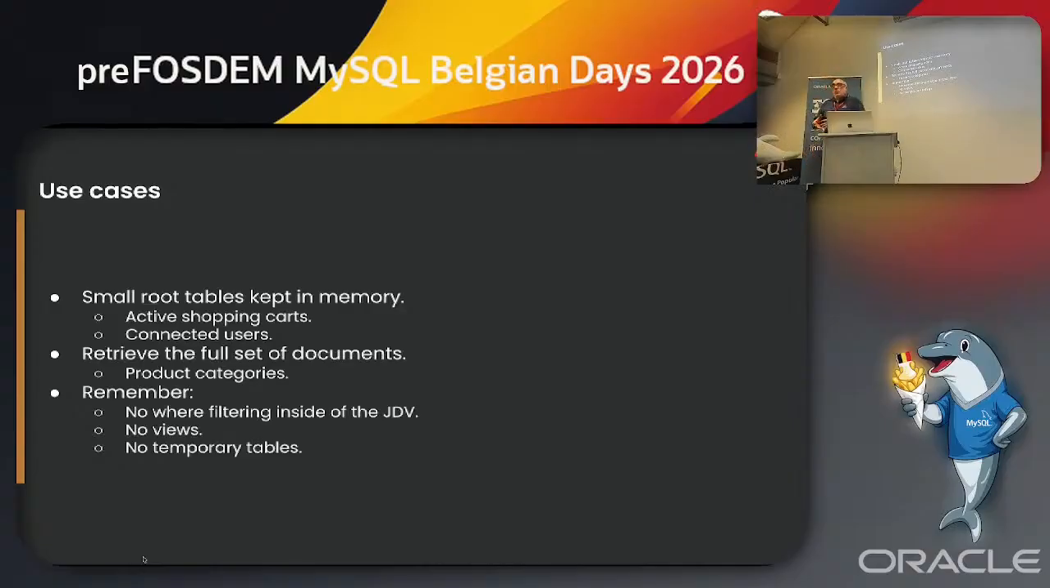Or when you know that you are going to scan all the documents. So if you are going to scan all the documents, it's the same whether you do it through a duality view or with your code. So remember, you can't do a where filtering inside of the JDV. You can't use views, and you can't use temporary tables. And I think I've been a bit too fast.